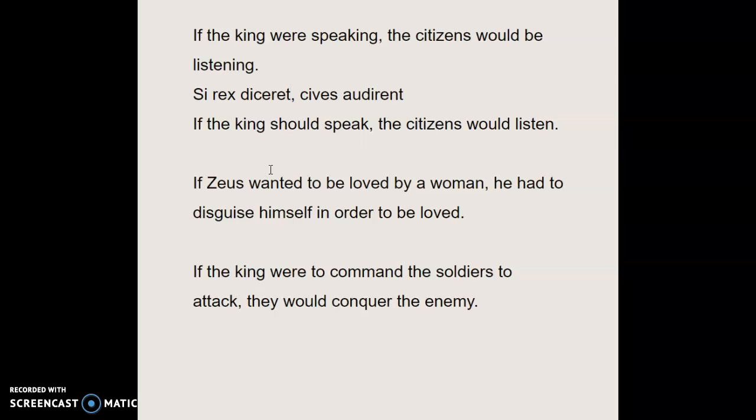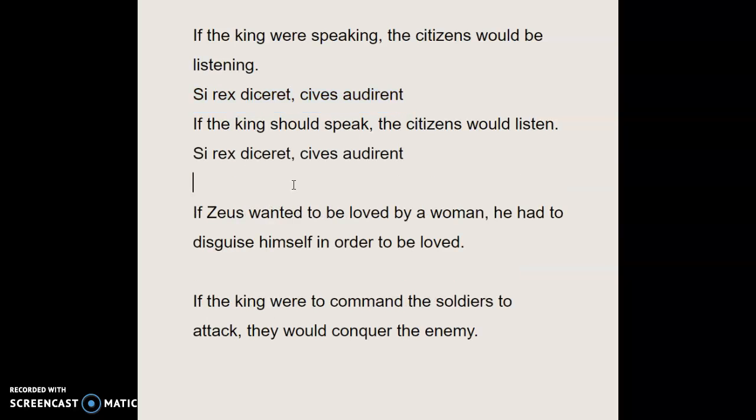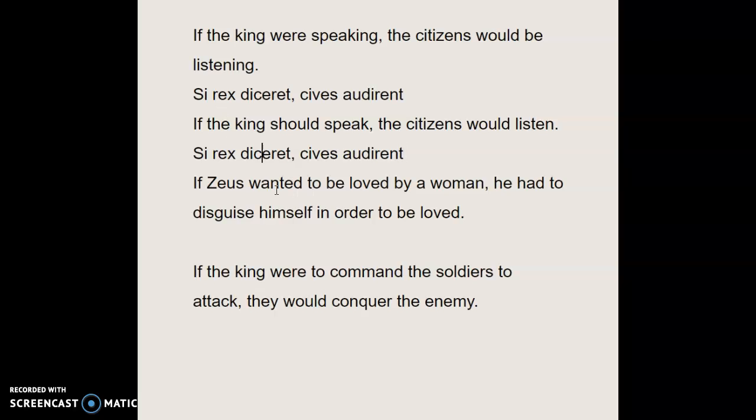Alright, the next sentence is going to be exactly the same, except we're just going to change tenses. So we'll just copy paste that down there for a second. Instead of dicaret and audirent, though, we've moved to the present subjunctive. Dico, dicere is third conjugation, so we beat a liar, we put an a there and add the endings. Dicat. Audio, we beat a liar, fourth conjugation, so we want to make sure it goes to audiant, and we're done. If the king were to speak, or should speak, the citizens would listen.